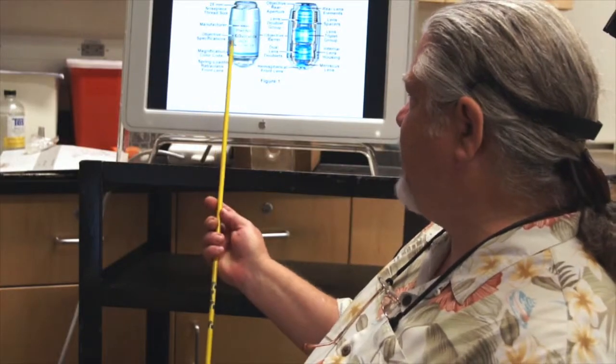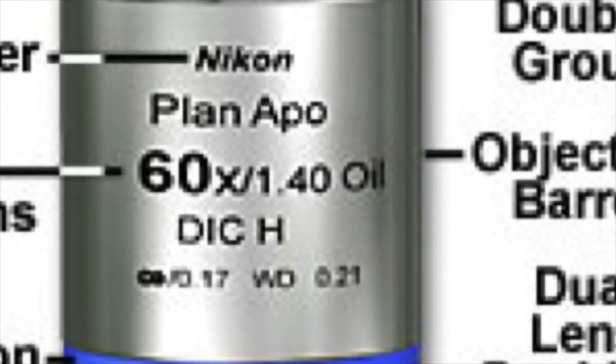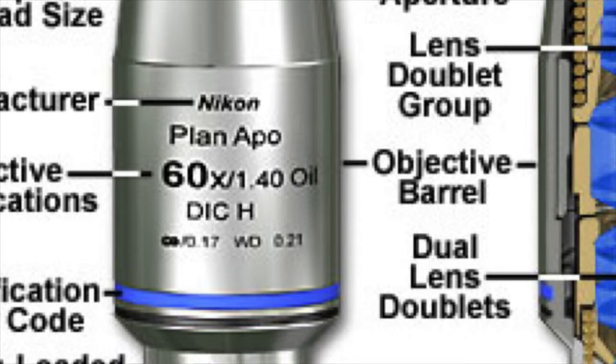So here we have a 60x objective, and then it has a slash, and next to the slash it has a number, 1.40. That number 1.40 is called the numerical aperture of the lens, or the objective. Numerical aperture is a designation of the light gathering capability, or the strength of the objective in producing a very well lit high resolution image. And you'll understand more about numerical aperture in a minute when we discuss that more. But numerical aperture is very important.